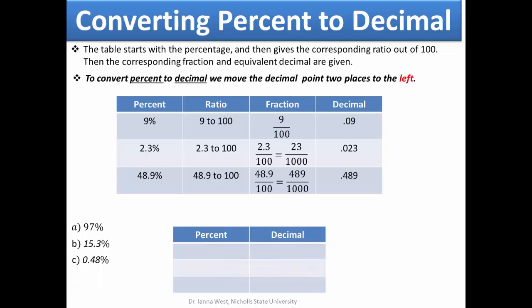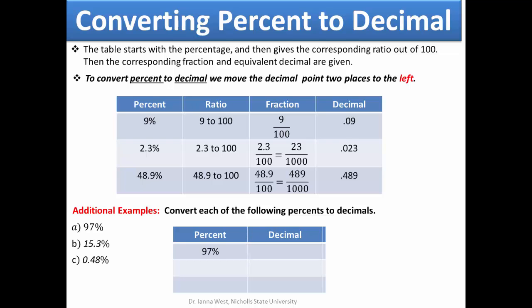We will now look at additional examples of converting percents to decimals, but in these examples we will strictly just move the decimal point 2 places to the left. For our first example, there is an understood decimal point to the right of the 7, or in between the 7 and the percent sign. Moving that 2 places to the left will give us the decimal equivalent 0.97.